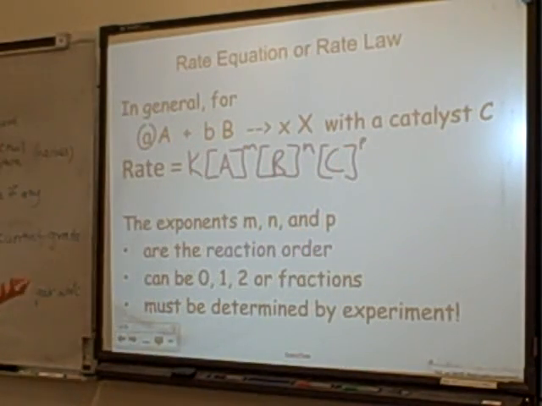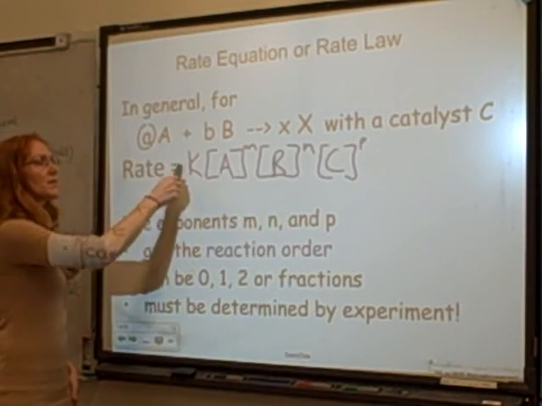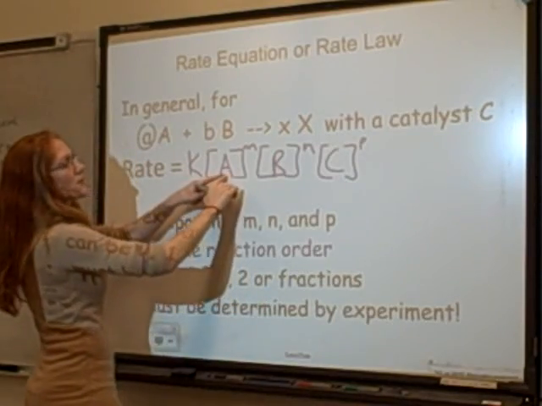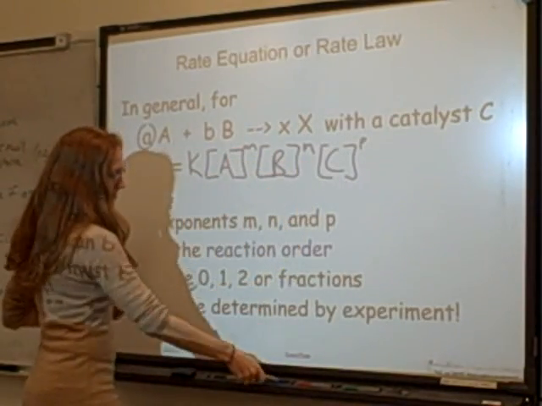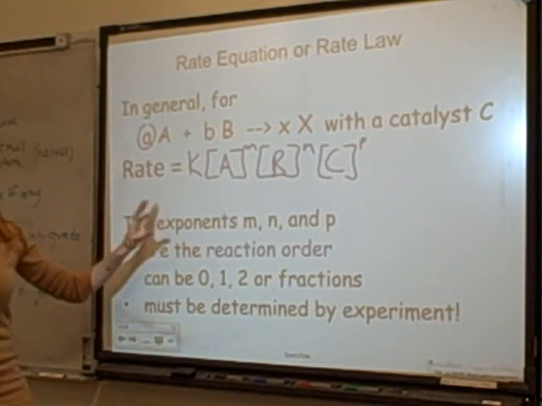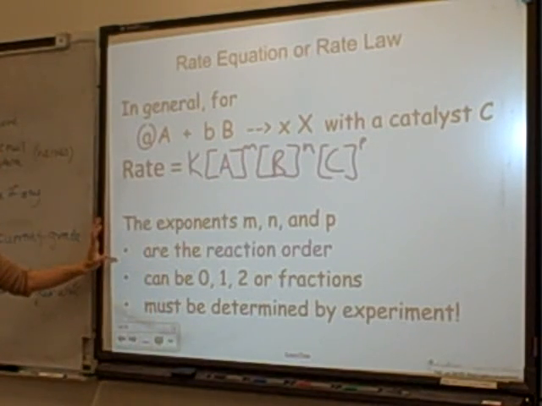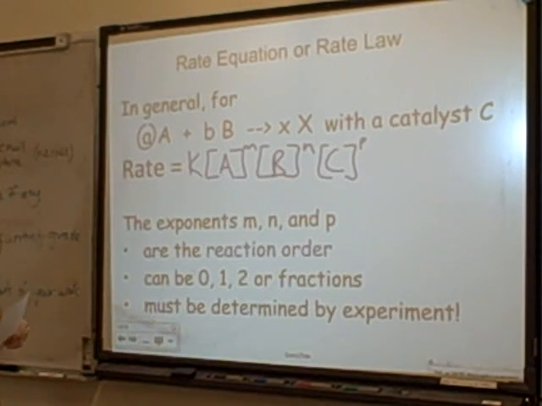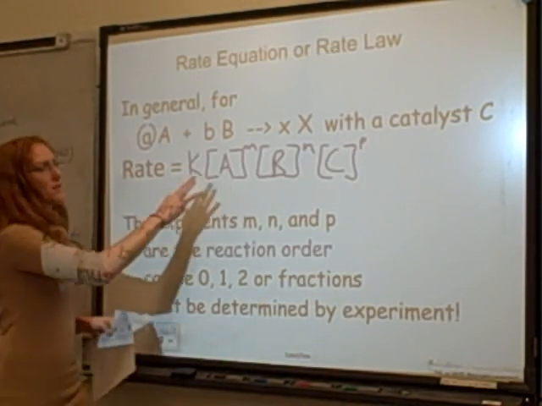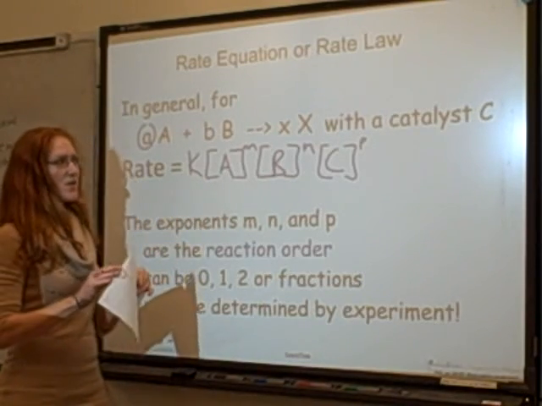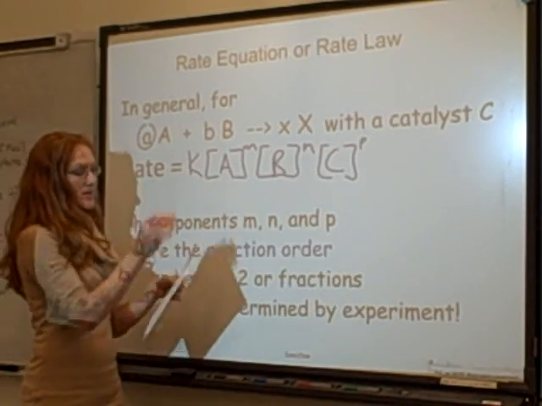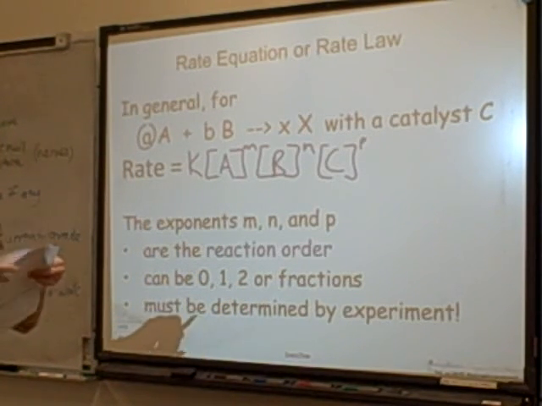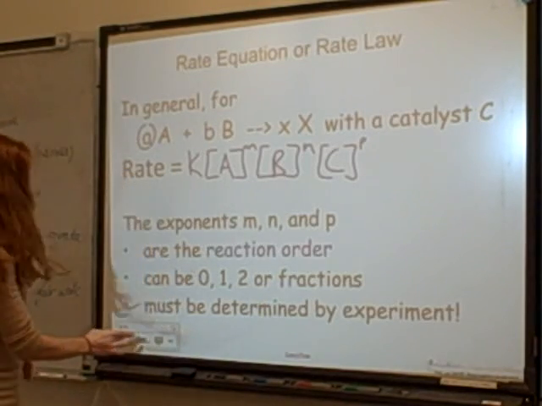Okay, so the generic thing is that rate is equal to the K constant for that particular reaction times your concentrations raised to their powers. Those exponents, the M and P, are the reaction orders. Reaction orders can be 0, 1, or 2, or fractions. And the only way you can figure them out is by carrying out a lab. So you have to carry out a lab and see, what is the change? I think we're going to be taking notes on the second page.